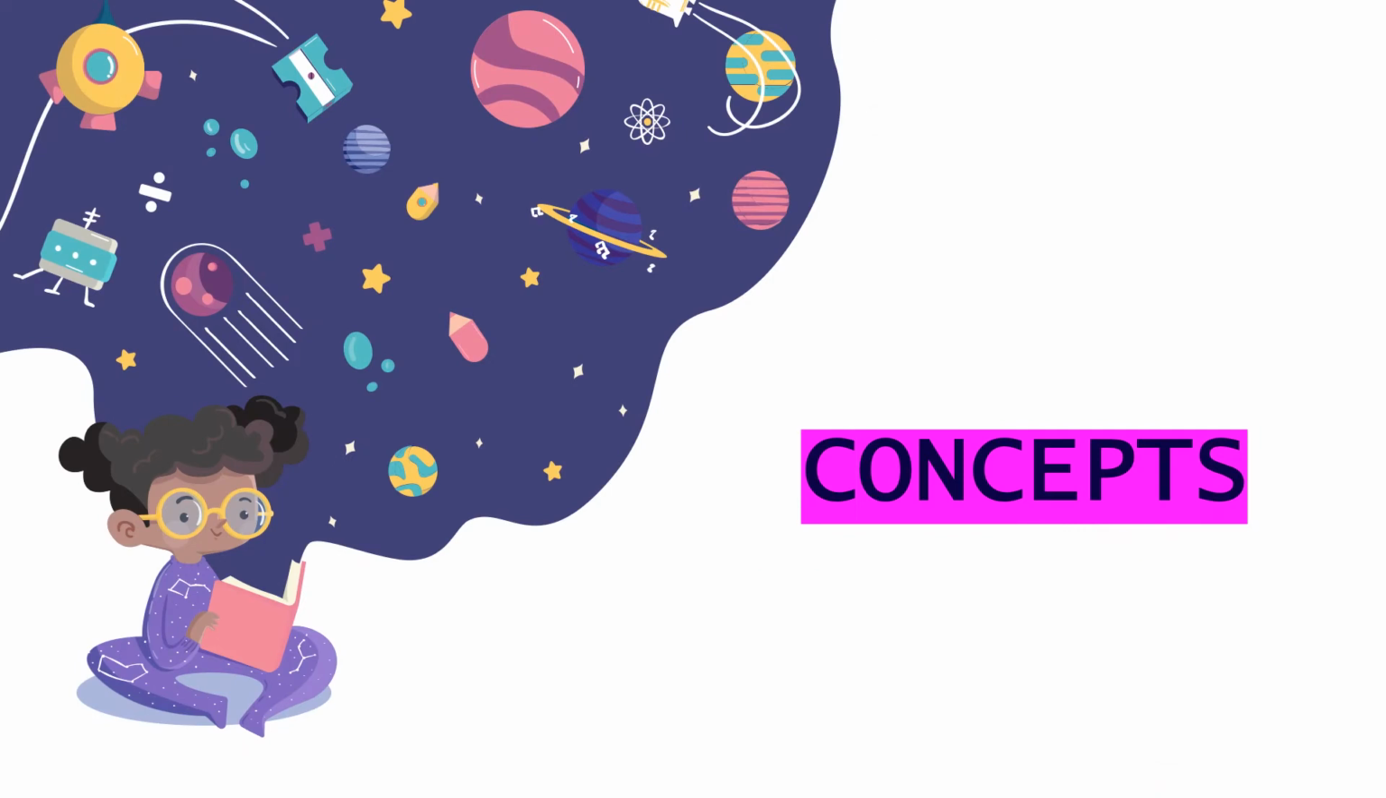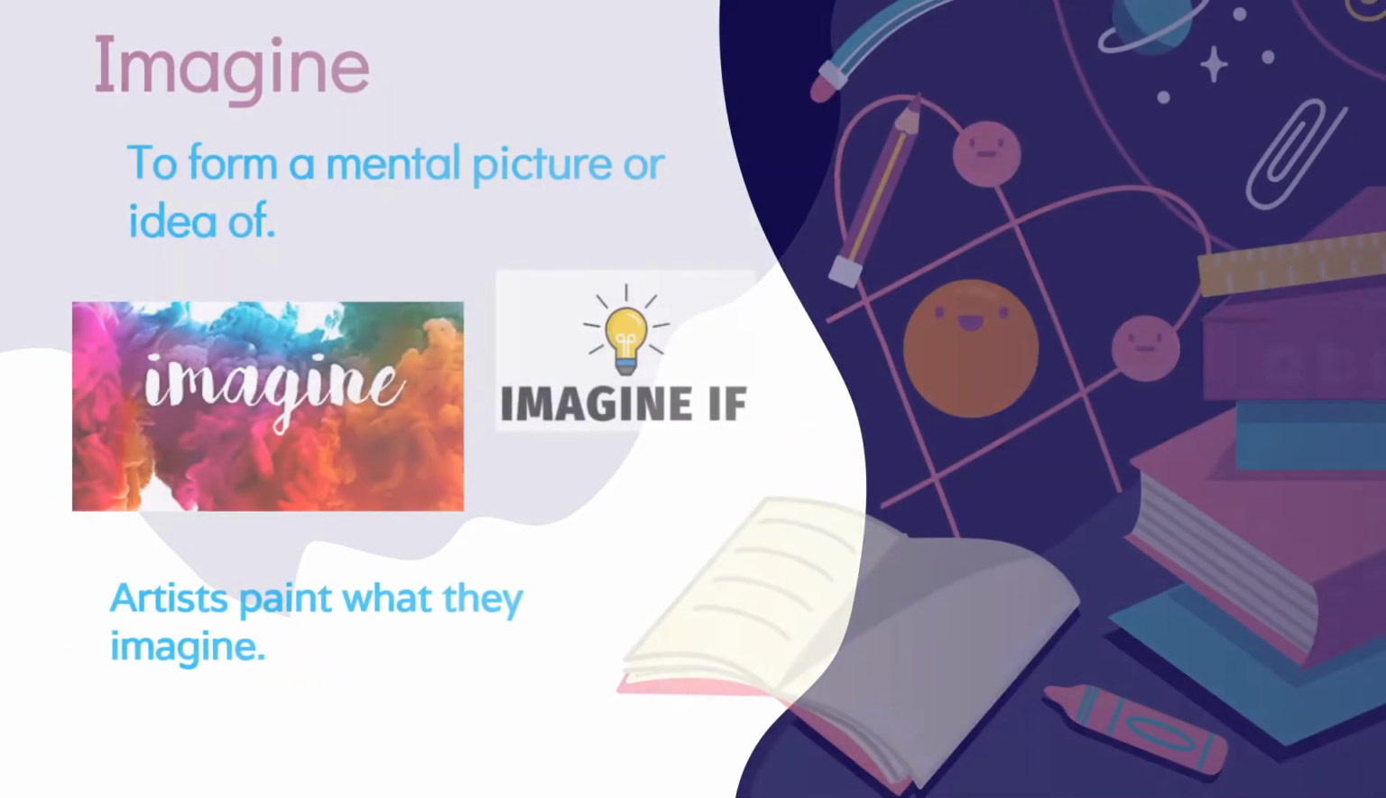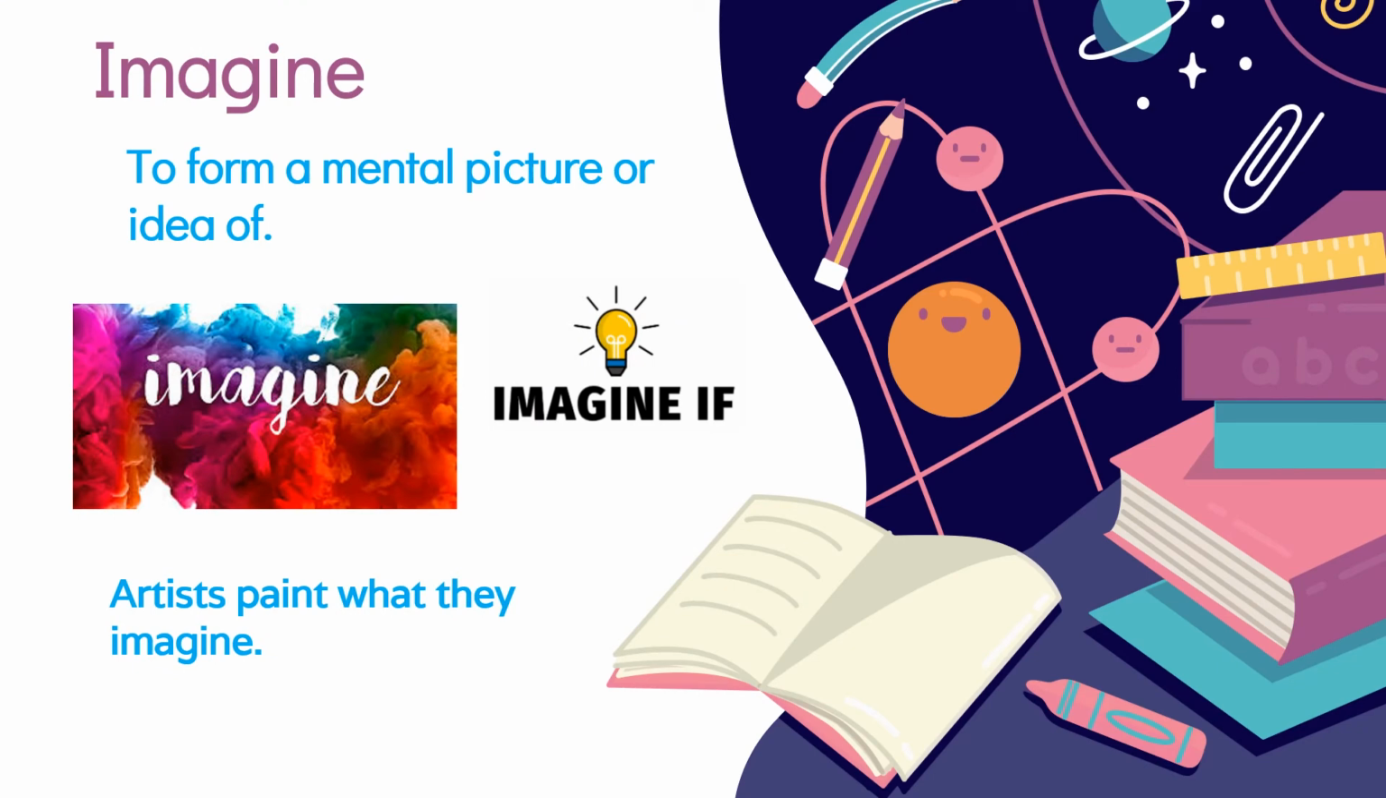Now we're going to look at the concept, what each vocabulary word means, their definition. So we have the first word, which is imagine. To form a mental picture or idea of. So usually artists paint what they imagine.